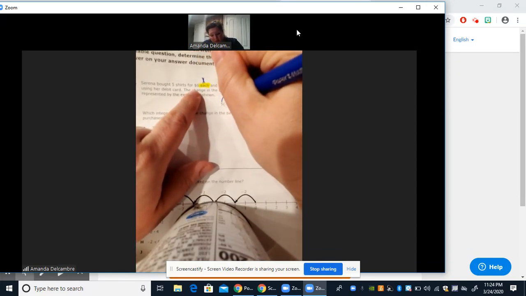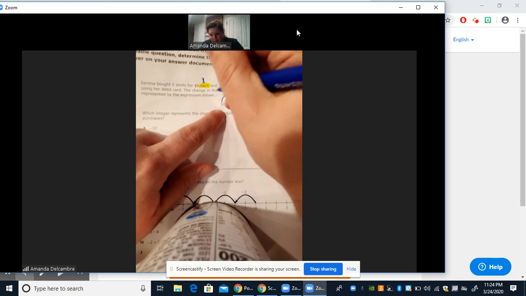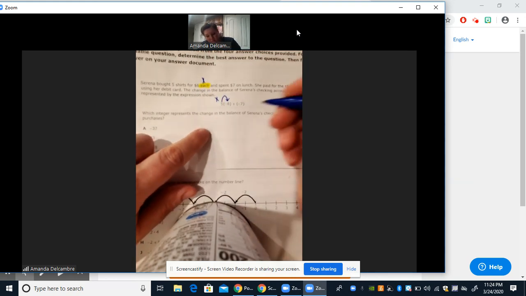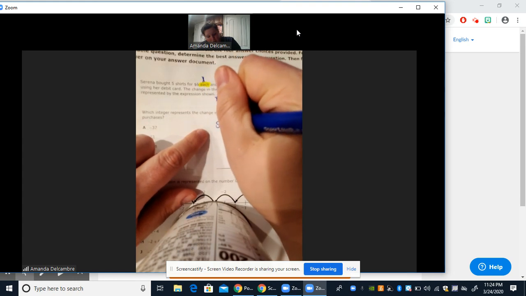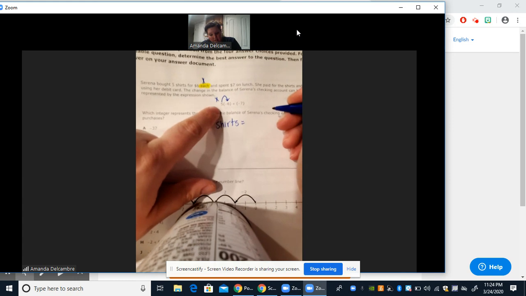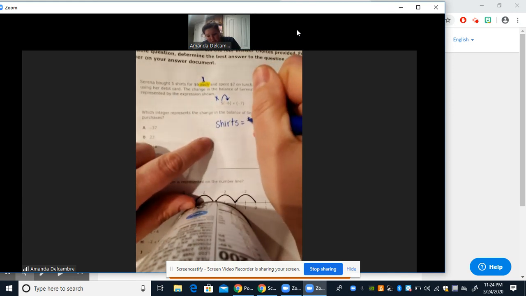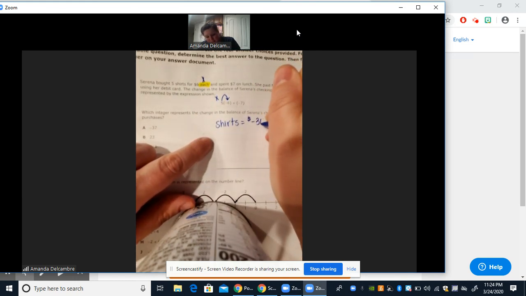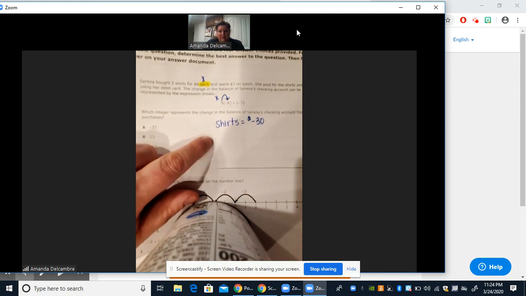Remember, when the number is in front of the parentheses, that means to multiply. So we're multiplying there. So for her shirts, 5 times negative 6, she spent $30. And remember that $30 is deducted from her bank account.